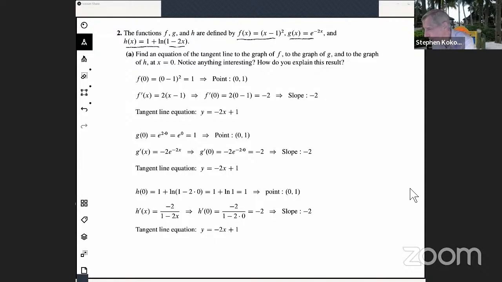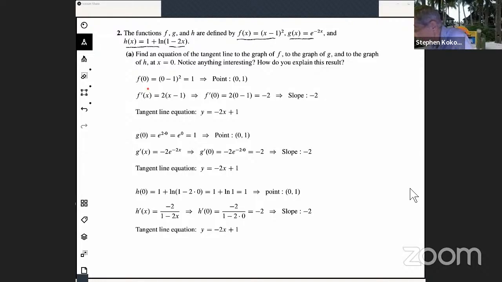What we want to do is find an equation of the tangent line to the graph of f, the graph of g, and h, all at x equals 0. And I wonder if there's anything interesting going on here, and how the devil do we explain this result? So let's see what's happening. I have to do the same sort of thing here. I've got to find a point. I've got to find the slope. So here we go. I'm going to attack this one analytically, and eventually maybe look at a graph.